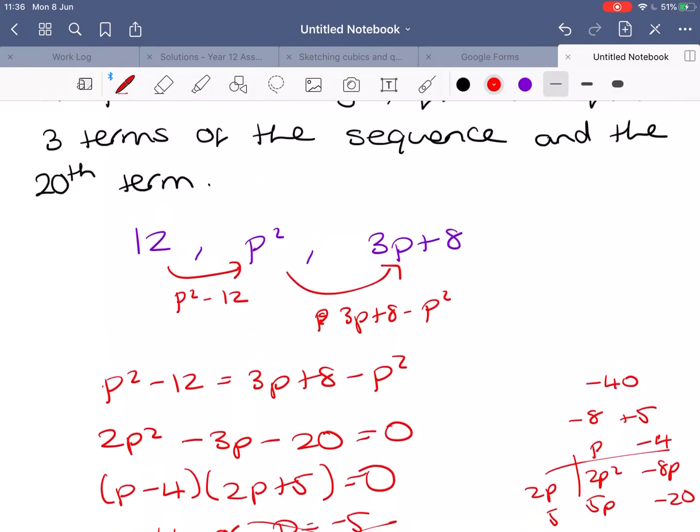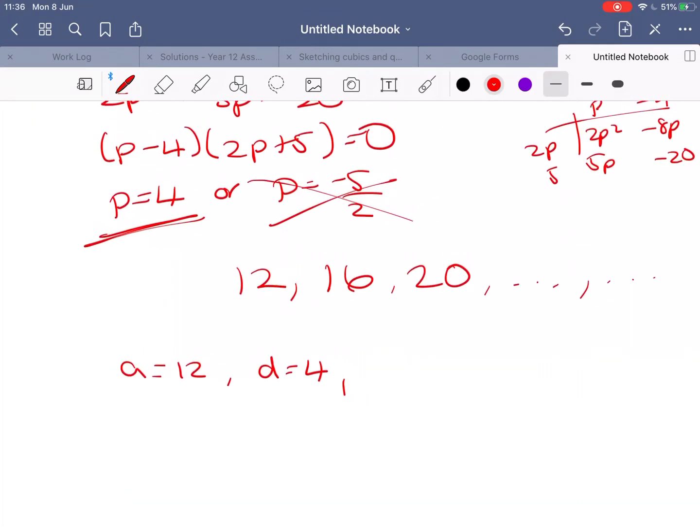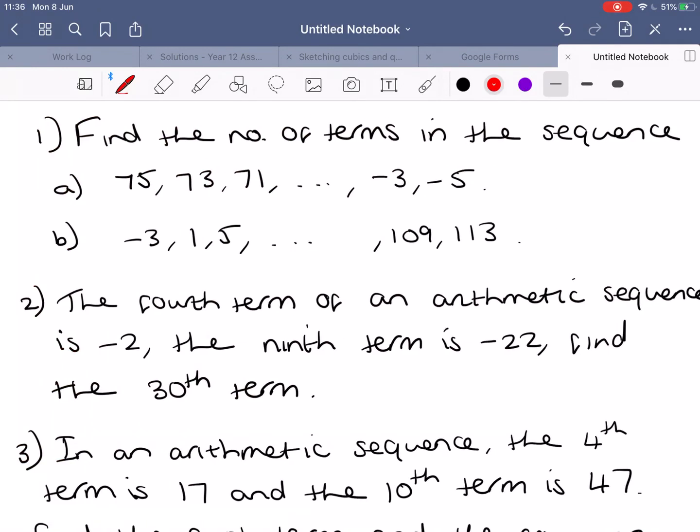So then the final part of the question says find the 20th term. So U20 is going to be A plus 19 lots of 4, because you do n minus 1. And that's going to be 4 times 19 plus 12 equals 88. Okay, so that's the type of thing you can do.